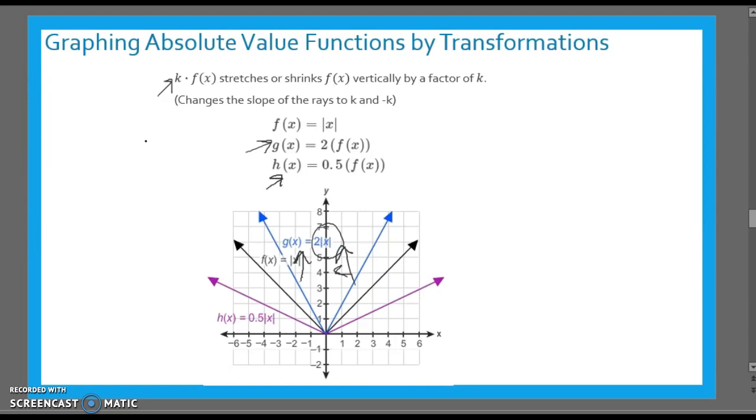If I wanted to make that graph flatter, I would multiply the whole thing by 0.5, so it'd be 0.5 times the absolute value of x. What happens is that it becomes flatter and it goes towards the x-axis. This is just a review of last week.